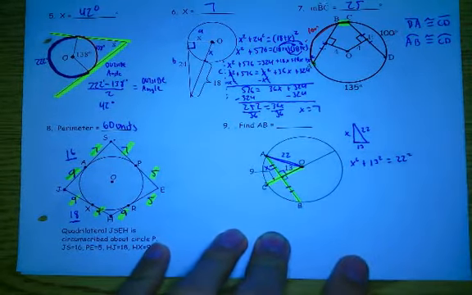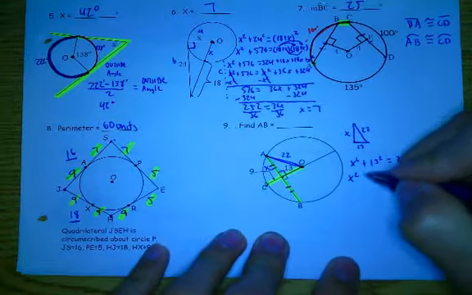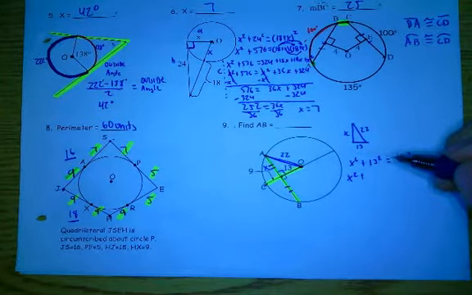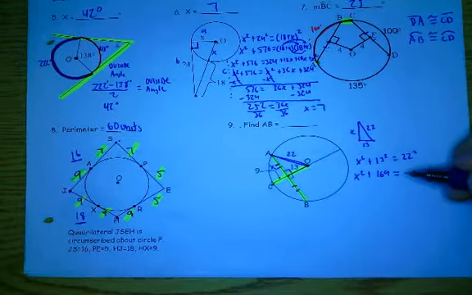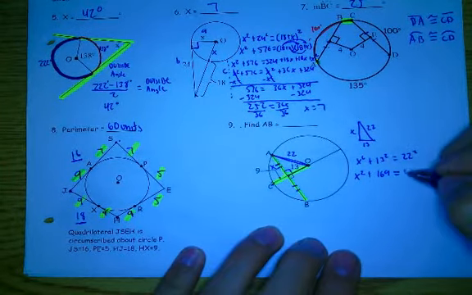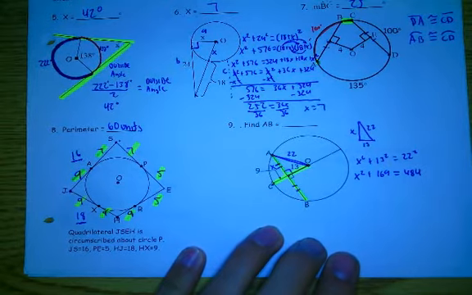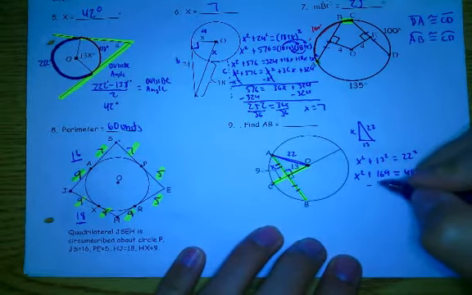And 22 squared is going to be 484. Alright, I'm going to subtract 169 from both sides. X squared equals 484 minus 169. Let's see what that gives me. 315.